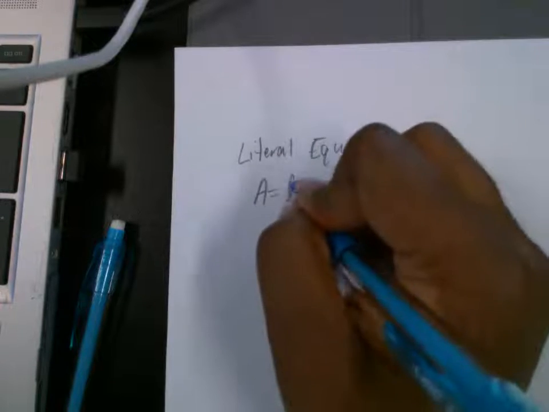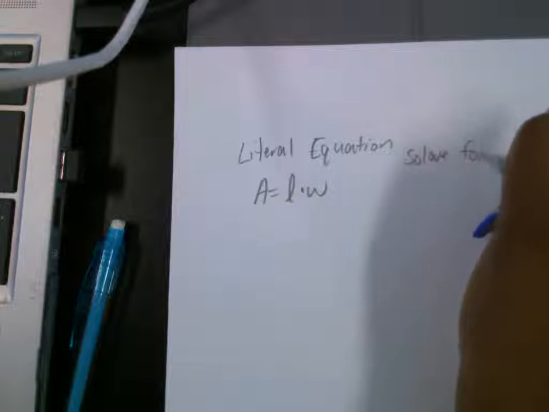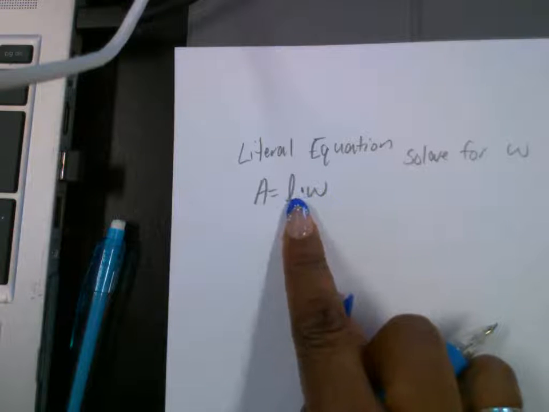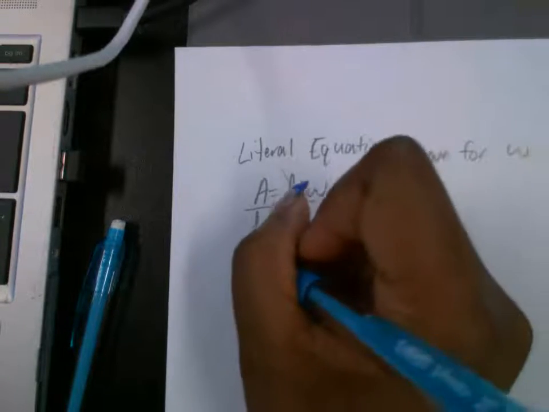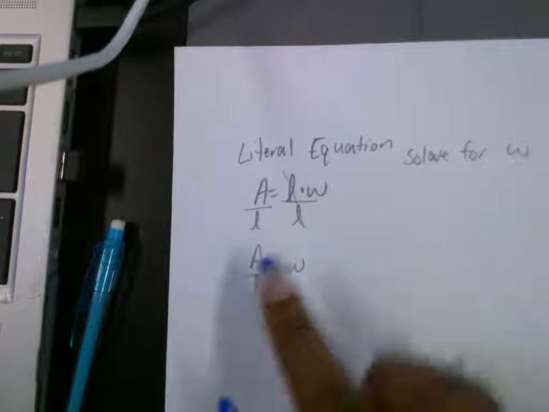Literal equation. So look, when you're solving a literal equation, that means you're solving for one variable. You have many variables, but you're solving for one. So let's suppose you have A is equal to L times W, but you're solving for W. Solve for W. That means you need to get W by itself. W is connected to L by multiplication. The opposite of multiplication is division. So you divide both sides by L. So this is gone, and you get A divided by L is equal to W. So this is your answer. W is equal to A over L.